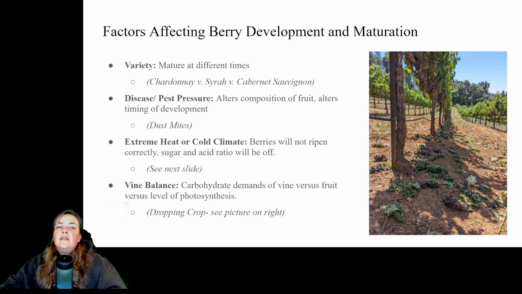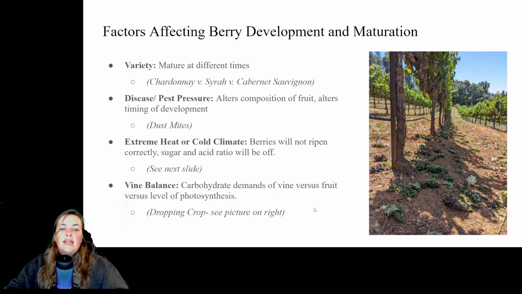Okay. As far as the development and maturity of your grapes, there are different factors for that too. So the grape variety itself, these just mature at different times. Like right now, we're bringing in our white grape varieties from Boger. Our reds won't come in until a couple weeks later. They just ripen later. There's also disease and pest pressure. This can alter the composition of the fruit and the timing of development. If you have a hot or cold climate, that will affect when your harvest will be as well, and the levels of sugar and acid.